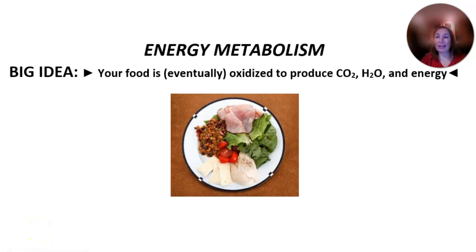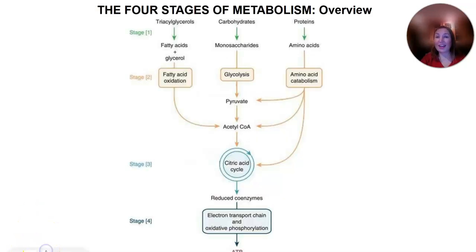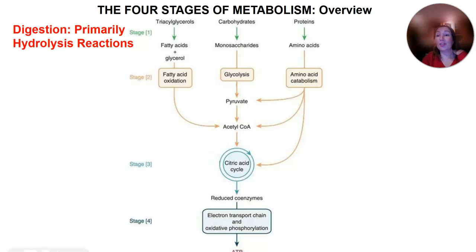This video will begin to get into more depth on the various stages of energy metabolism. So the big idea here is your food is eventually oxidized to produce CO2, water, and energy, but it's quite a long process. So what are the four main stages of metabolism? Well, in stage one, this is primarily digestion. And digestion is primarily hydrolysis reactions. So we're talking about breaking down molecules with water as the other reactant.